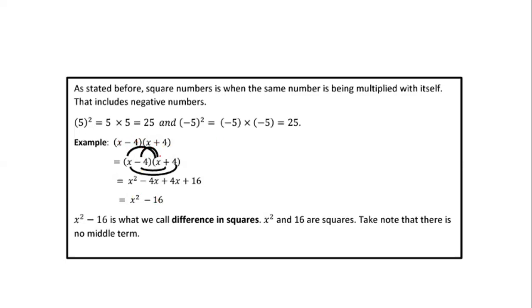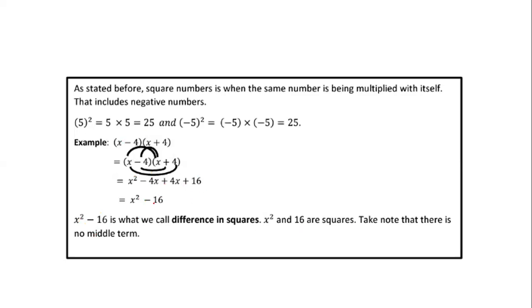But this type of product is called difference of two squares. So meaning when you get the product, what you call difference of squares, which is x squared and 16 are squares. Take note that there is no middle term, because the middle term is 0, where we just said -4x plus 4x. When we sum them together, we get 0.